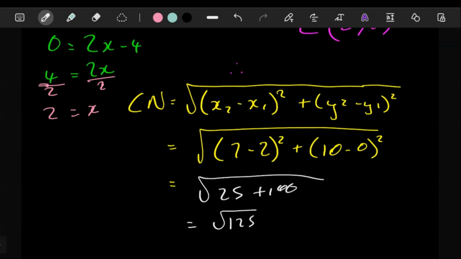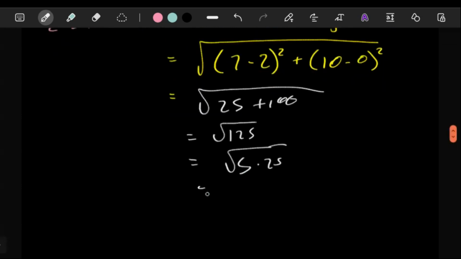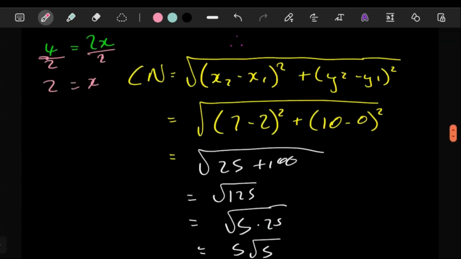So this is what we have. Nothing crazy, nothing major. We can write it as the square root of 25 times 5, which is 5 square root of 5 basically. So let's just carry on.